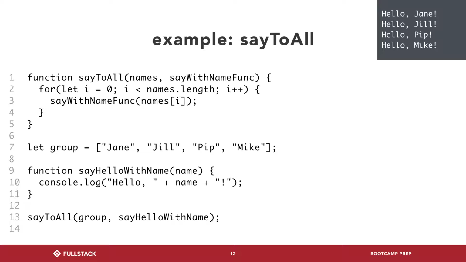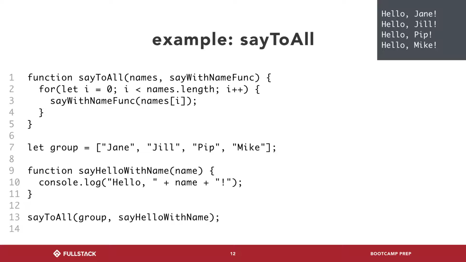So I create a function called sayToAll, whatever. I go to line 7. I have a variable called group. It's an array with 4 strings, 4 names. Cool, whatever. So up until line 8, nothing's really happening, right? I've created a bunch of variables. Nothing's being run yet. I get to line 9. Once again, I have this function called sayHelloWithName, takes in a name, but I don't run it just yet. So I go to line 12. By line 12, I've created 3 different variables, but nothing's executing on this page just yet in terms of running code.